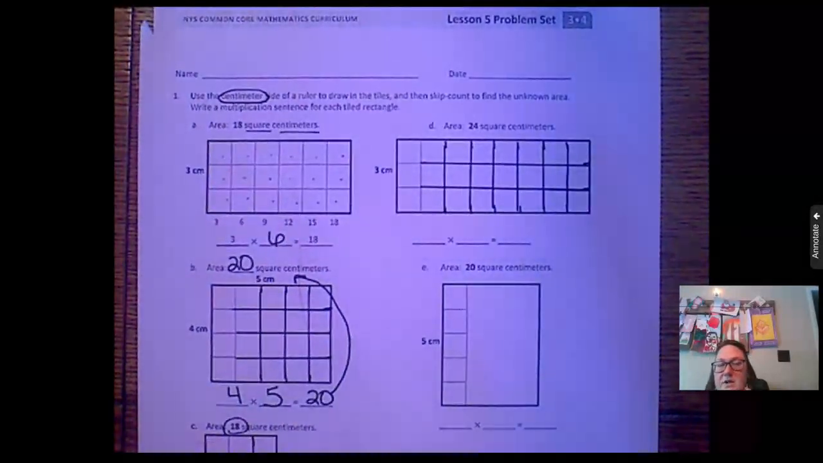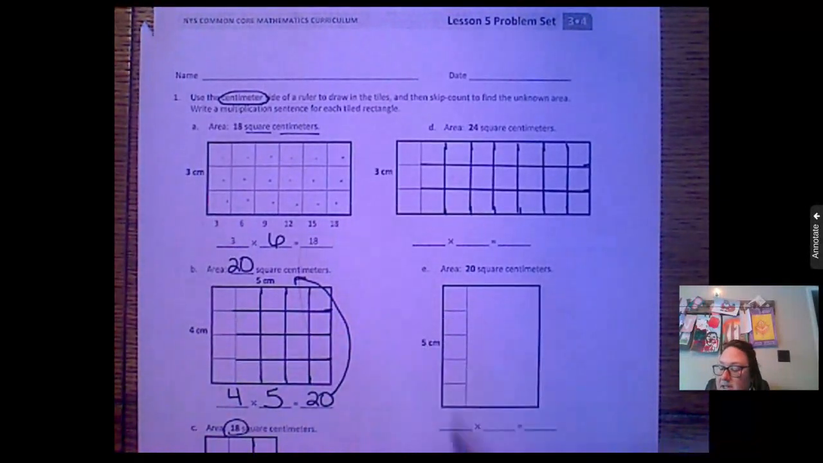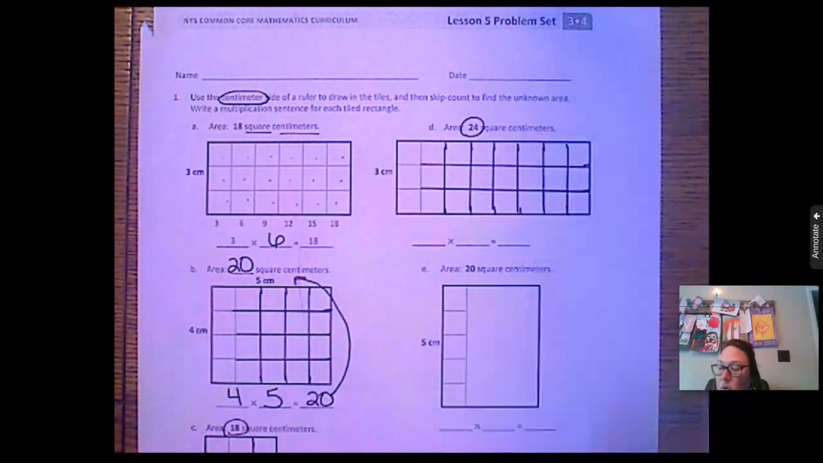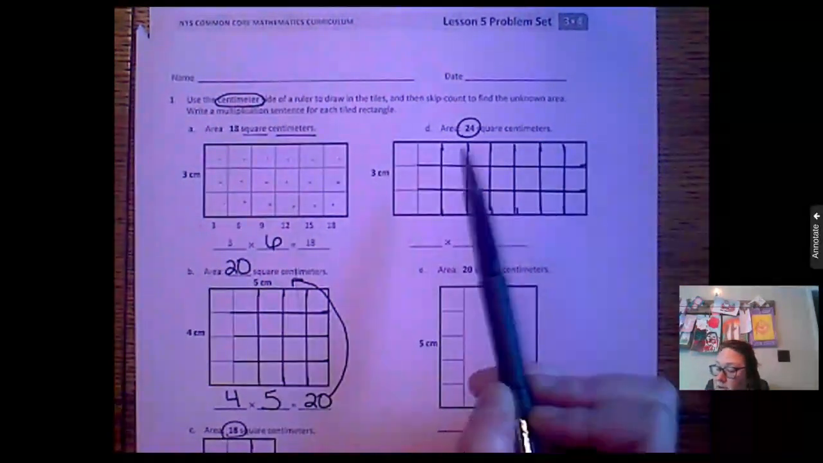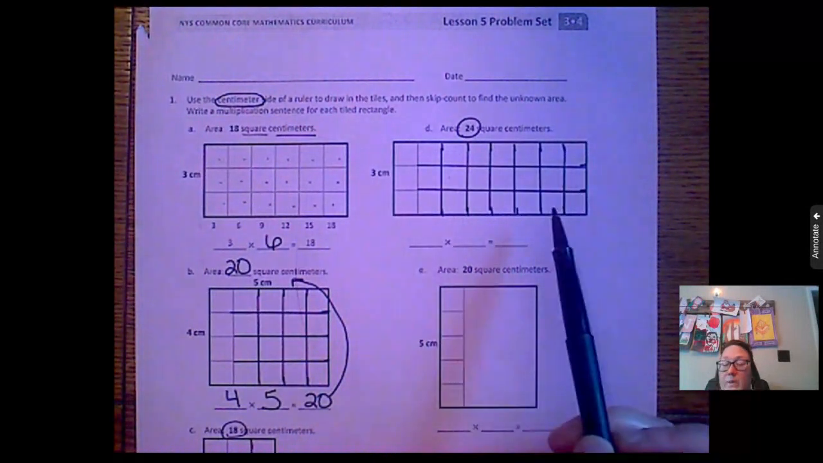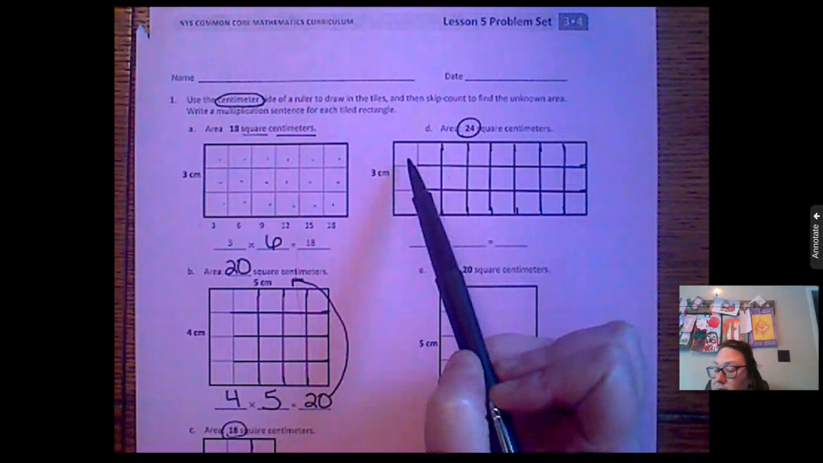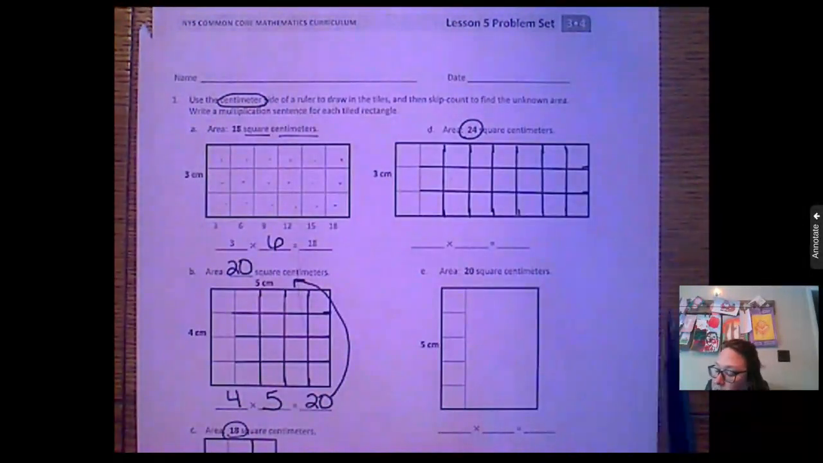All right. So once we have that, they already labeled this side length as 3. It told us that our area of the whole thing is 24 square centimeters. That means that if we were to touch each one, this rectangle is filled with 24 square tiles. And so we just need to label the other missing side. So if this is 3, because there's 3 rows, 1, 2, 3, we want to find out how many are in each row. So we've got 1, 2, 3, 4, 5, 6, 7, 8. There's 8 in each row.